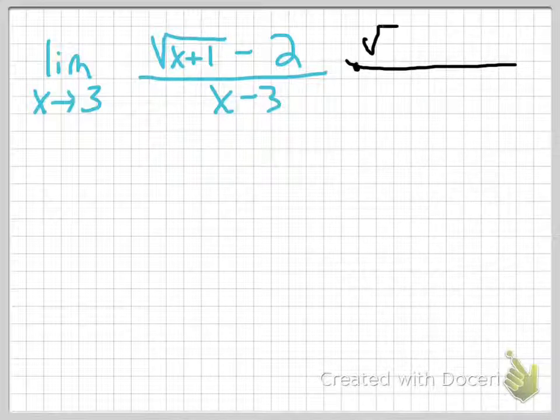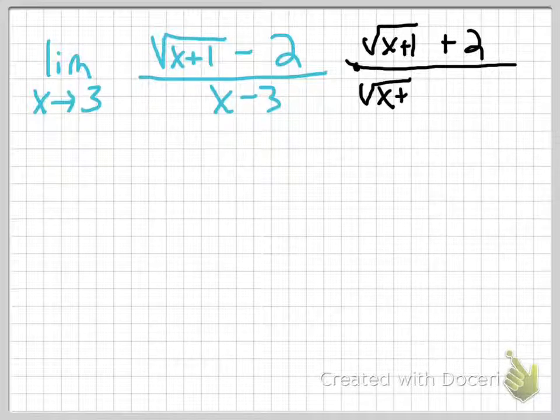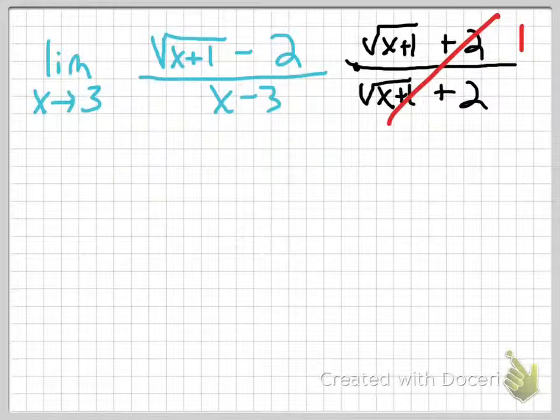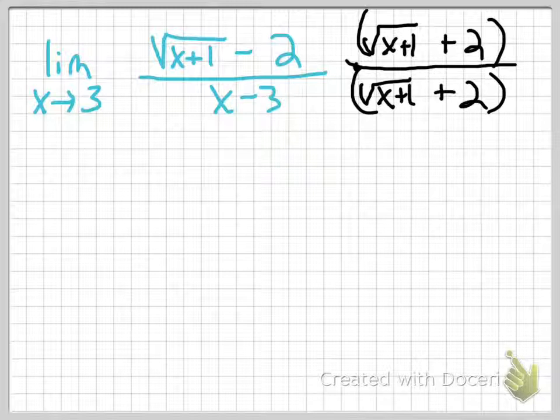I want to do radical x plus 1 plus 2, and I'm going to do the same thing on bottom: radical x plus 1 plus 2. This is the conjugate. Now technically this entire fraction cancels out to be just 1, and so I'm only timesing by 1. I'm not changing anything. But the nice thing about this setup is we're going to multiply these quantities on top and bottom, and we're going to get a cleaner answer.